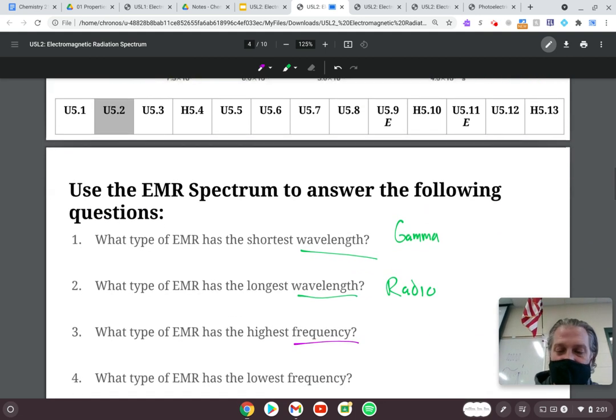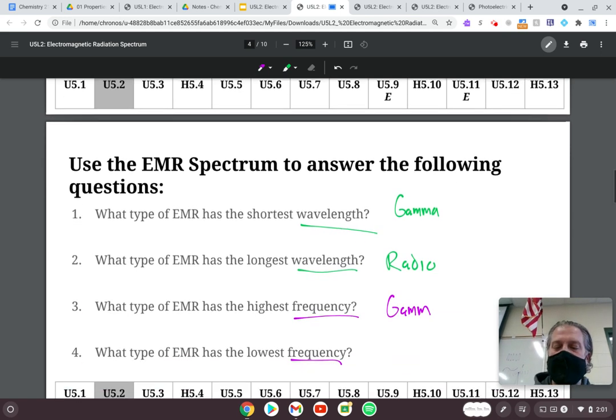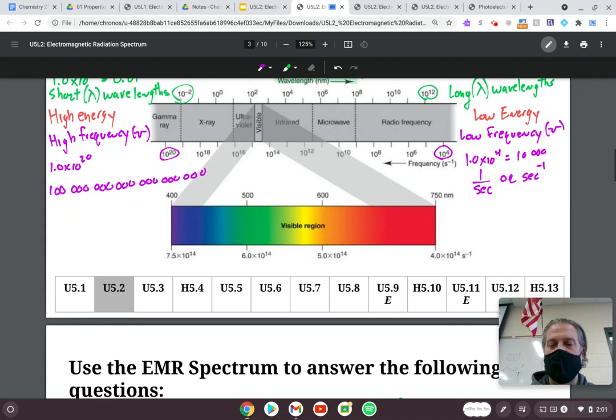So I'm going to say that they would be gamma. And then which ones have the lowest frequency? That would be also on the other side, which would end up being radio waves. I'll show you that in a minute. So up here on the top, 1 times 10 to the 4 is the smallest value up here. So that's going to be my lowest frequency. So that'll be my radio waves.